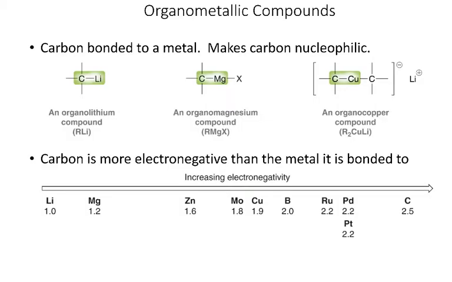So the key feature in organometallic compounds is that we have a carbon bonded to a metal atom. And what's important about this is, unlike many of the other elements that we deal with in organic chemistry, carbon is more electronegative than the metal that it's bonded to in these organometallic compounds. And so that makes carbon nucleophilic. We're only going to look at a couple examples of organometallic compounds, but they're listed here. We're going to look at organometallic compounds involving lithium, magnesium, and then also copper.